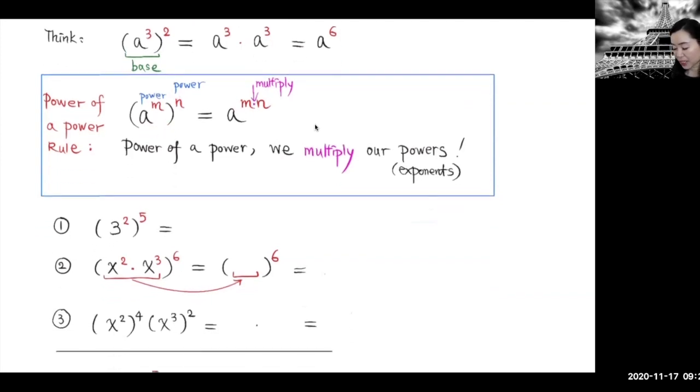Now 3 squared, 3 to the 2nd power, now raised to the 5th power. What does it equal to? 3 to the 10th power. Good job. So 3 to the 10th power.